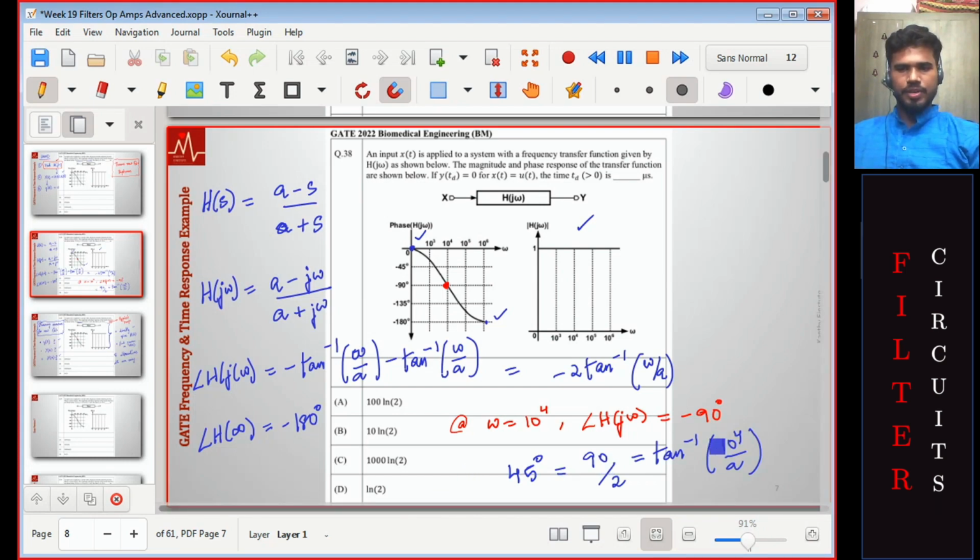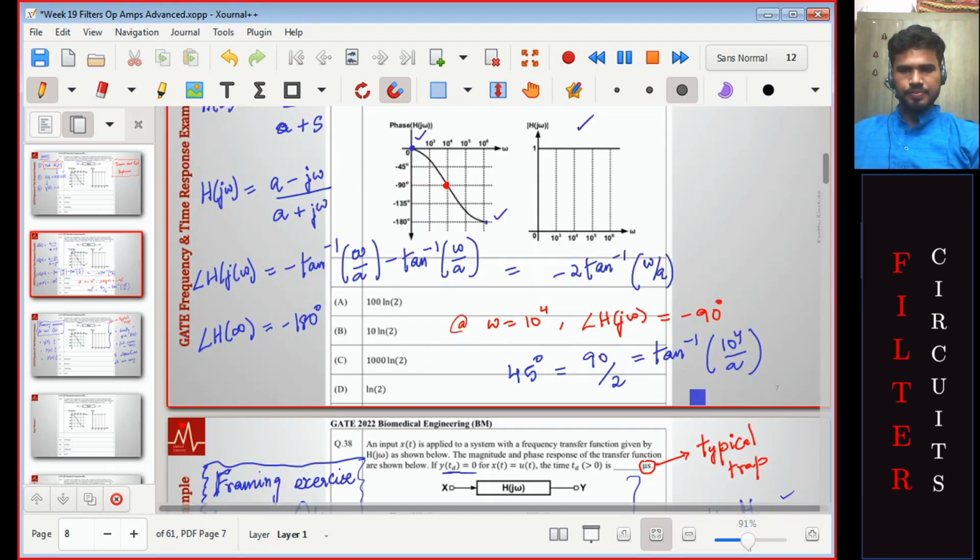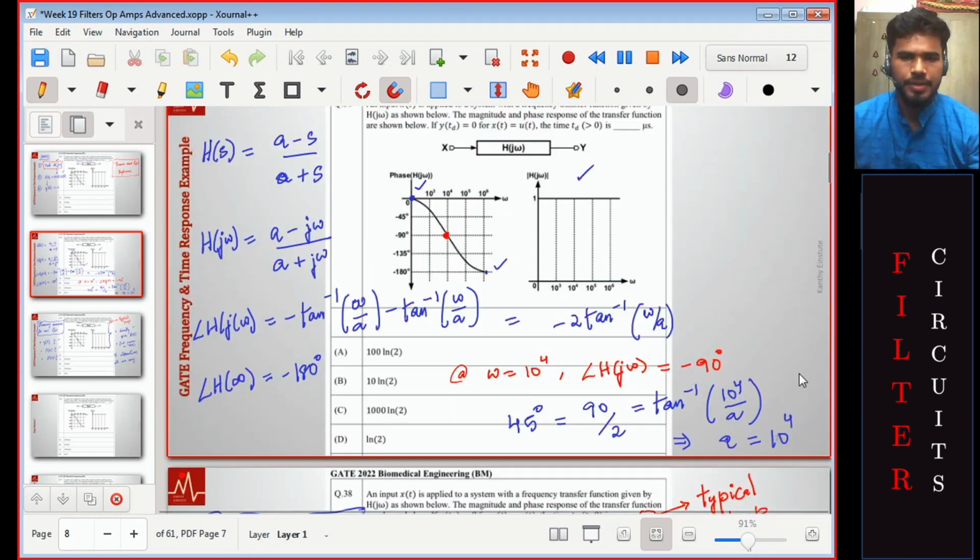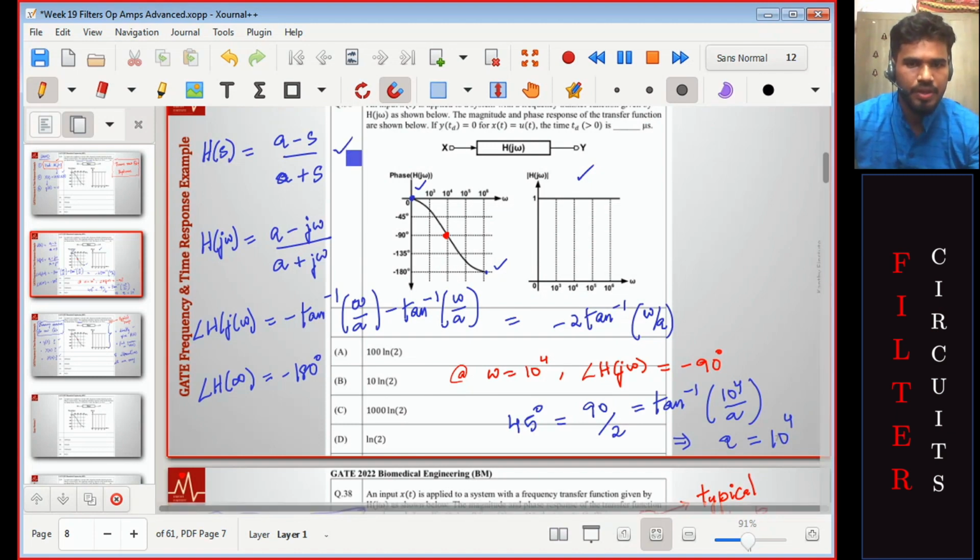So can we find the parameter here? This implies a should be 10 power 4. Here we just know the form. Here we also know the parameter. We know it properly.